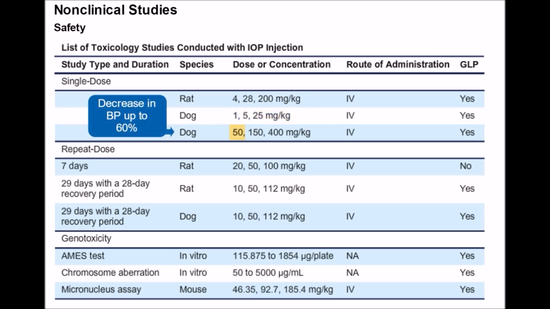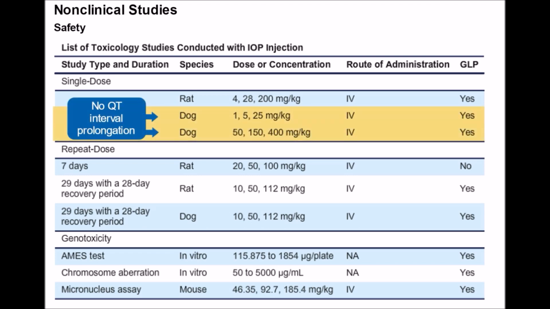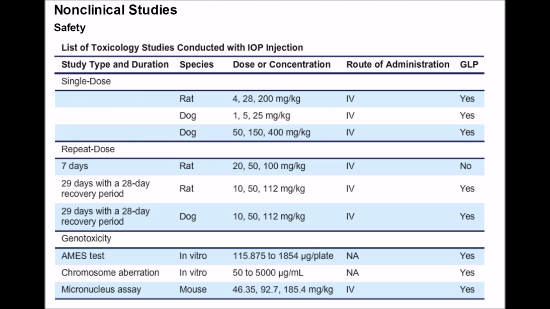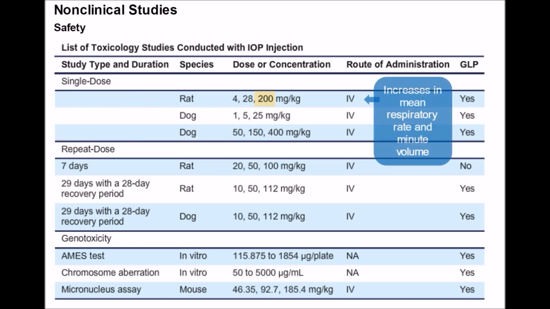At 50 milligrams per kilogram, decreases in blood pressure of up to 60% below controls were noted, all of which resolved within 40 minutes of starting the infusion. IOP injection did not show any potential for QT interval prolongation. A respiratory study in rats showed short-lived increases in mean respiratory rate and minute volume with a high-dose IOP injection.